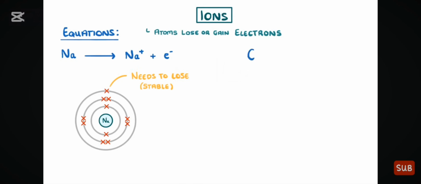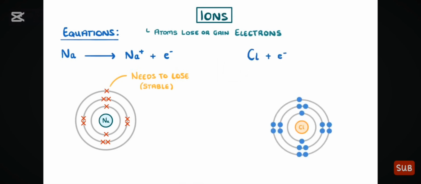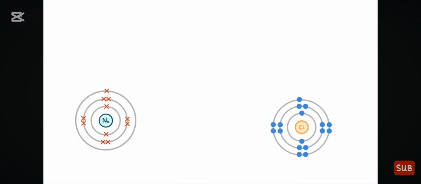Meanwhile, for chlorine, we'd write that chlorine plus an electron, which we can see it needs to complete its outer shell, goes to form a 1 minus chloride ion. Now, this is all well and good in theory, but in real life, these reactions don't happen in isolation. Instead, we normally talk about a transfer of electrons, from an atom that has too many, like sodium, to an atom that doesn't have enough, like chlorine.